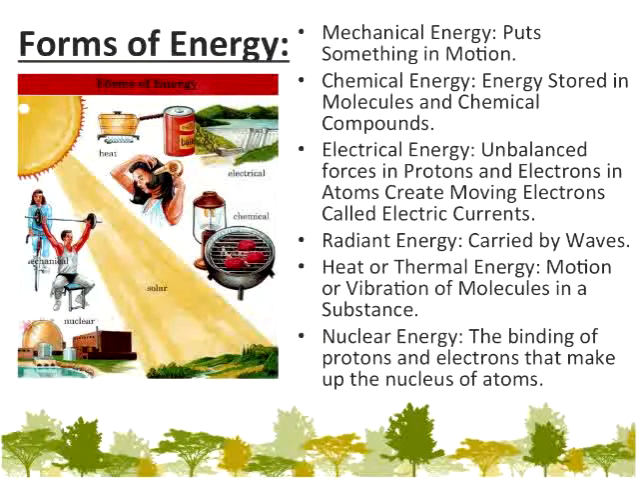So to the left here, we have nuclear energy and mechanical energy, the person moving his or her body to lift the weight. We have heat energy, in which the stove is creating vibration or motion of molecules in order to heat the substance. We have the electrical energy, which is the unbalanced protons and electrons in the atoms creating the electrical currents. We have the chemical energy, which is just the stored energy in, it looks like, the hamburgers, and we have the radiant energy, which is carried by the solar waves, and I believe that's it.